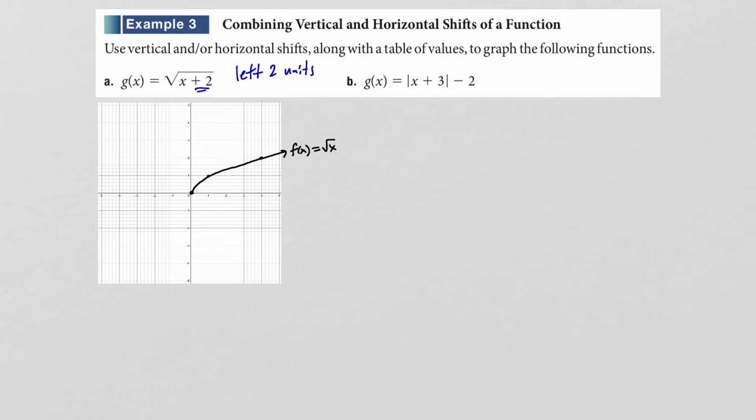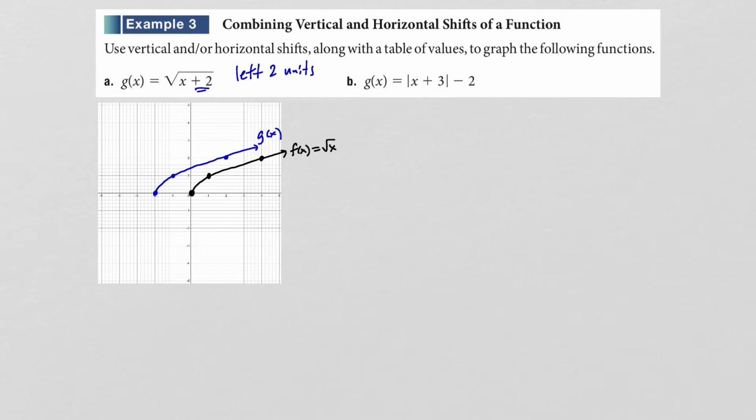So the graph of g, I can get that by simply taking each point that I have on f, these are the main points that I have there, and just moving them 2 units to the left. So if I move the point 0, 0 to the left 2 units, we get this point. If I move the point 1, 1 to the left 2 units, we get this point. And if I move the point 4, 2 to the left 2 units, we get this point. And if I simply connect those, you can see what the graph of g of x looks like.